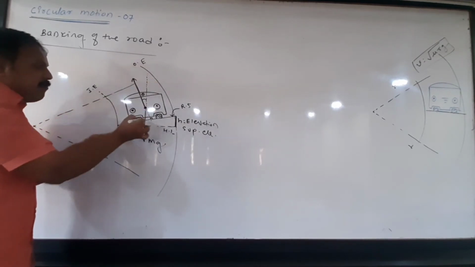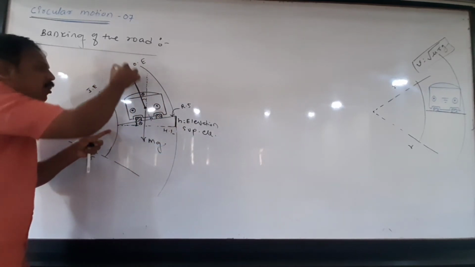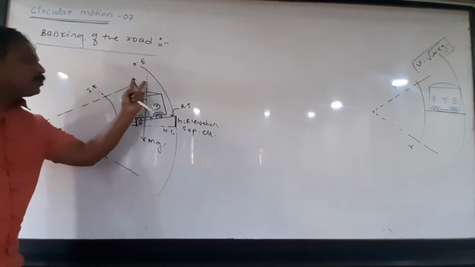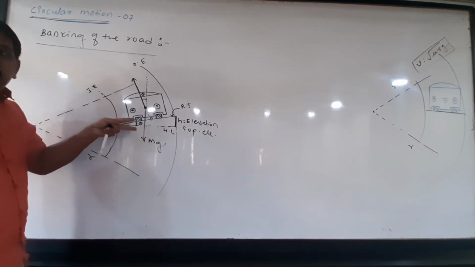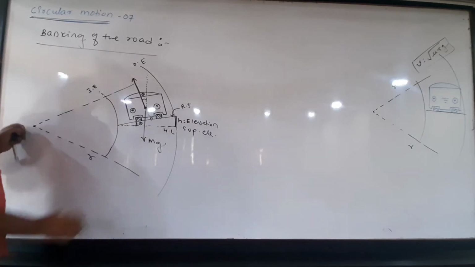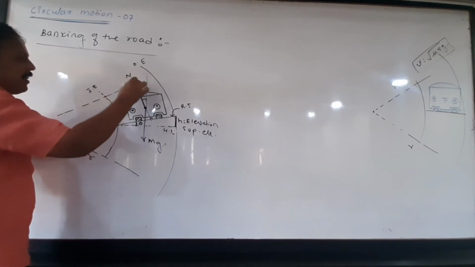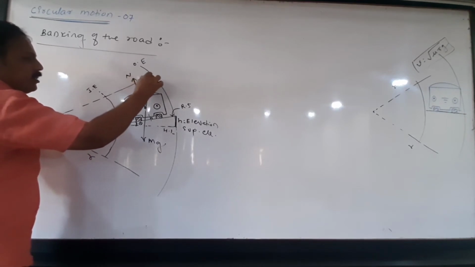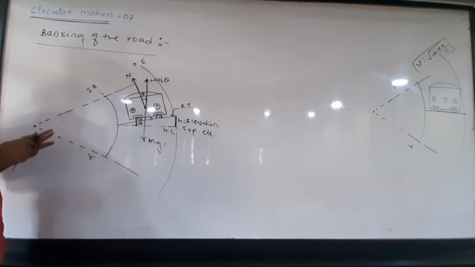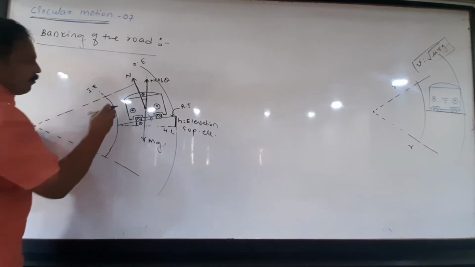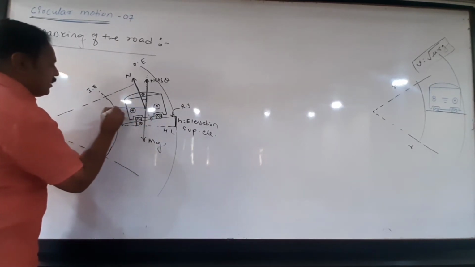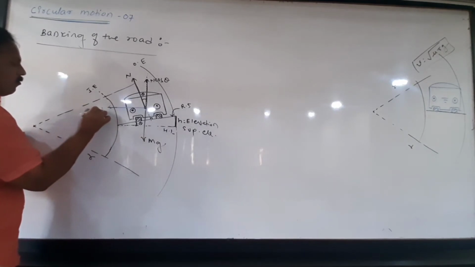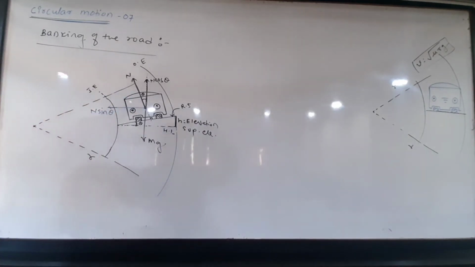This is the vertical line, perpendicular to the horizontal line. This is the normal line, perpendicular to the road surface. Means these two lines are perpendicular to these two lines respectively. That's why the angle is the same. Hence, this is the normal reaction. Here there are two components of normal reaction. One is N cos theta, and another is N sin theta. See here, there are two components of N.